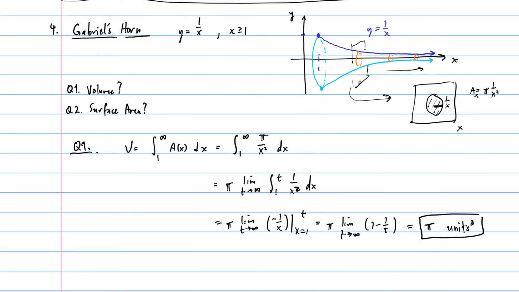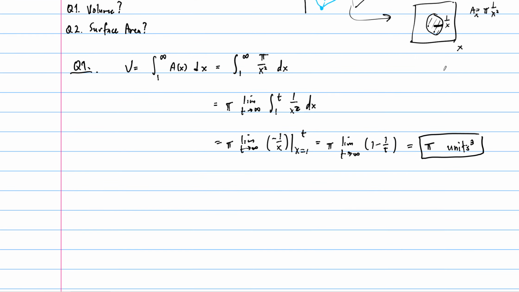So it's got a finite volume. In other words, if this was measured in gallons or something, if you were to fill up this horn with paint, you would have to pour in pi gallons of paint to fill this thing up, right? But you could fill this up. You'd have to turn it on its side and pour in the paint, and you would fill up the horn with pi gallons of paint, even though it pinches off to infinity, right?